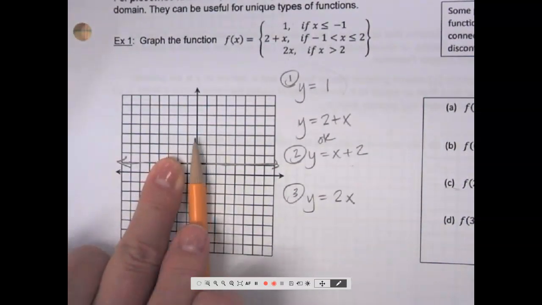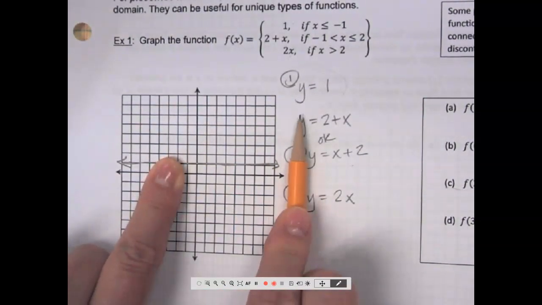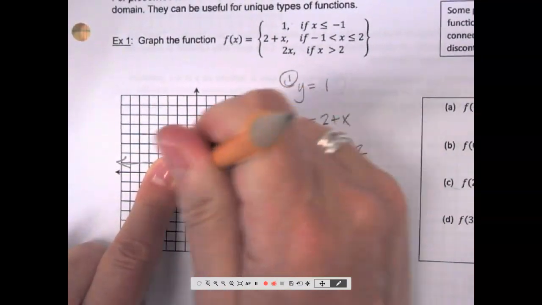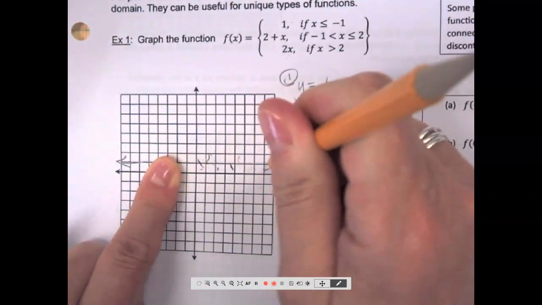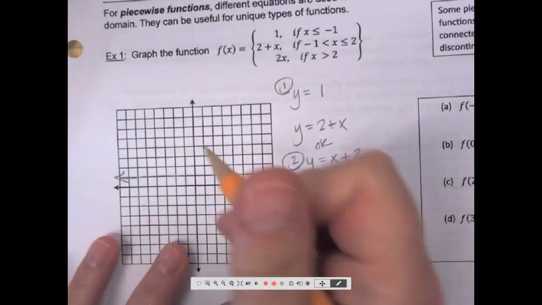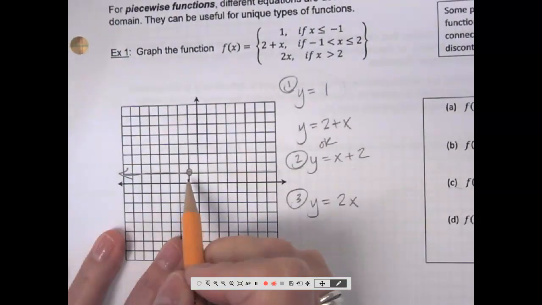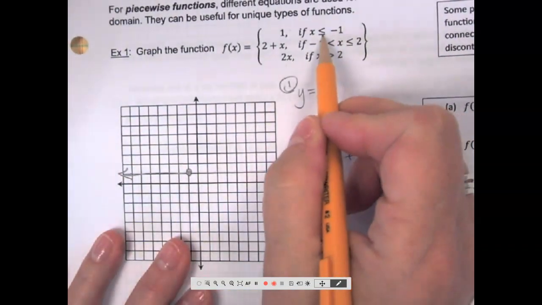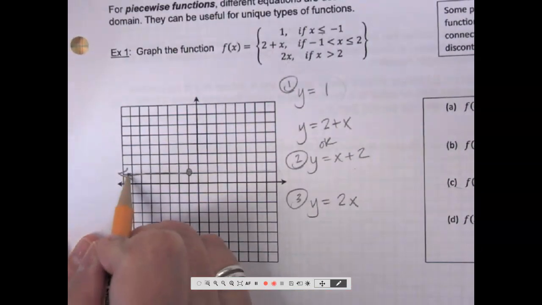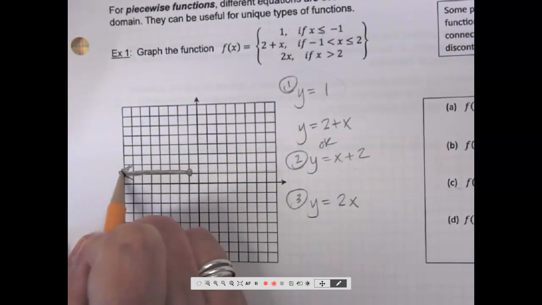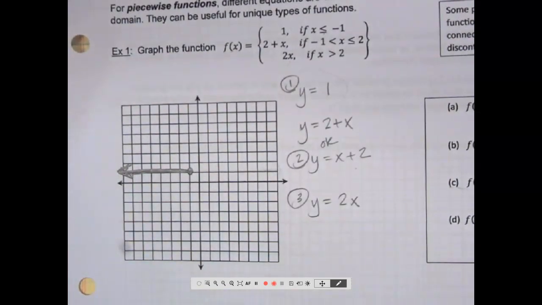That means that all of this to the right, I'm going to get rid of. So I'm going to totally erase this part of the line. I'm going to start at x equals -1. I'm going to use a closed dot because it said it could equal, and less than is to the left. So that's not really a line at all. That's a ray, isn't it? So it's a piece of a line. So that is the first part of this piecewise function.